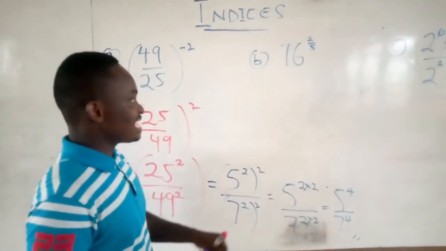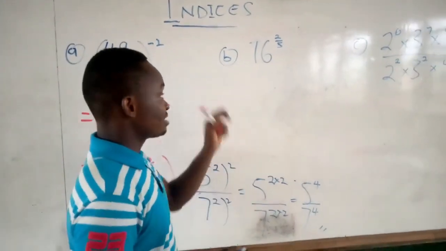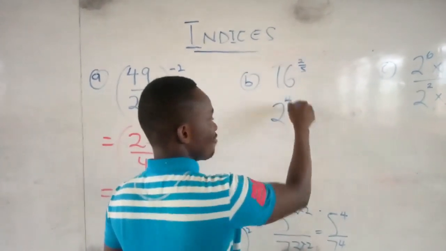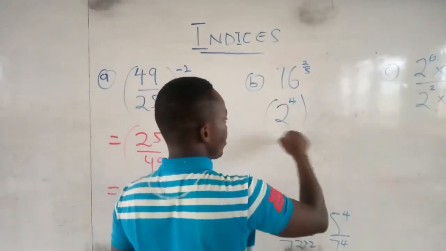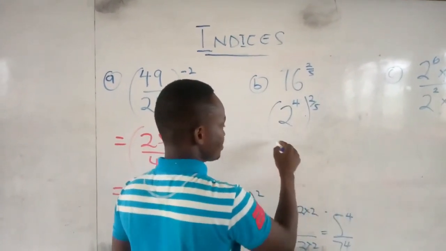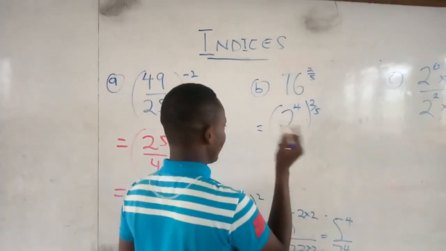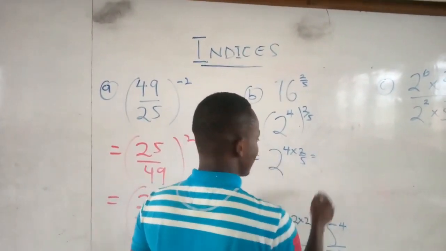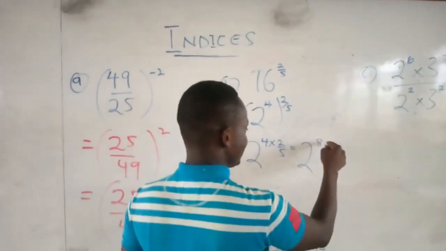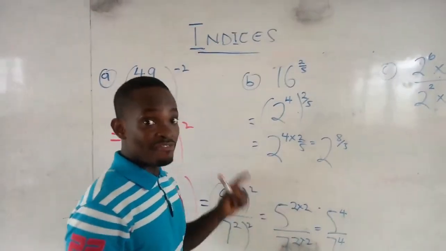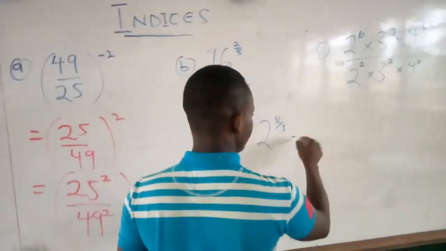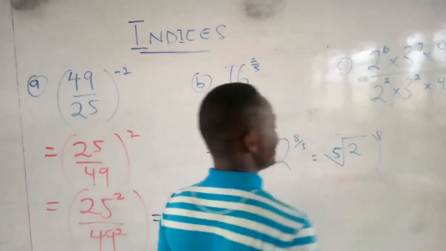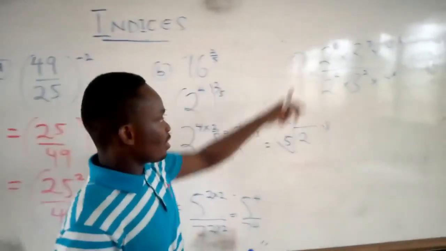Okay. Now the next question says 16 to the power 2 over 5. So 16 is 2 to the power 4, all to the power 2 over 5. So you multiply the indices: it becomes 2 to the power 4 times 2 over 5, which is 2 to the power 8 over 5. Now if you remember very well, one law says that this becomes the fifth root of 2 all to the power 8.